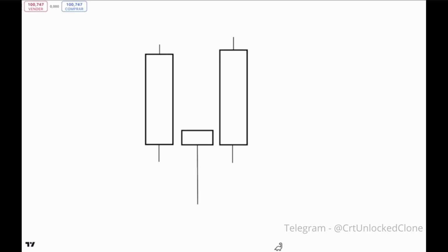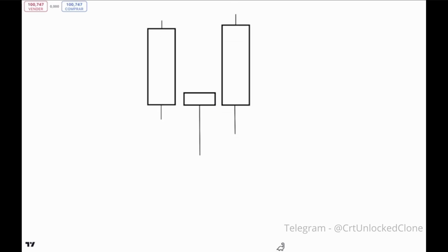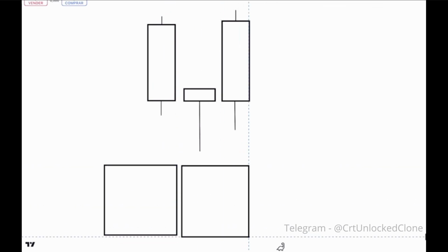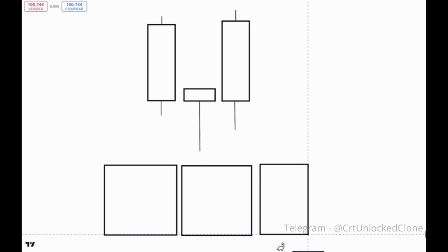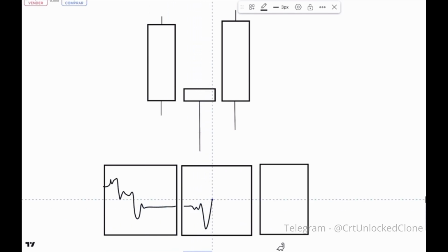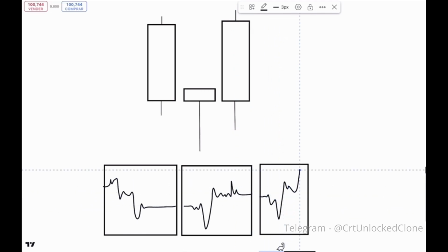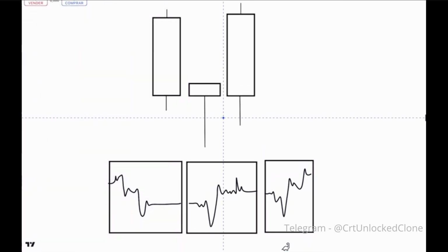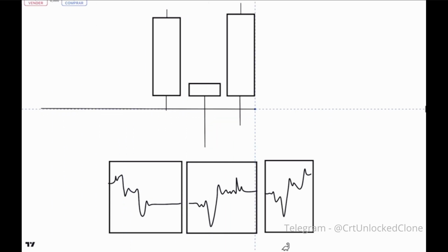You're looking for, number 1, a Model 1 entry inside here, right? As you know by now, candles are ranges, so you're looking to trade each range. So you have range 1, then you have range 2, candle number 2, and then you have candle number 3, right? Over here, of course, key level.